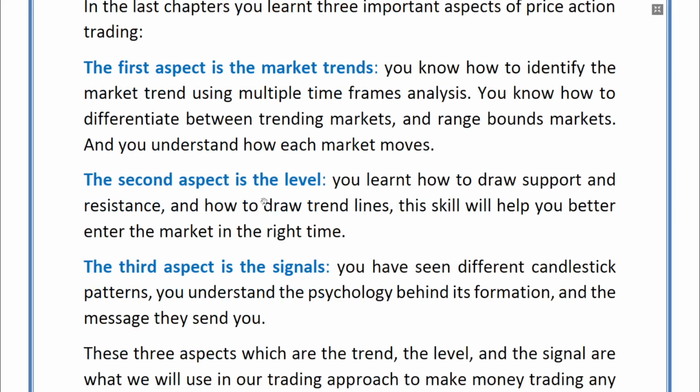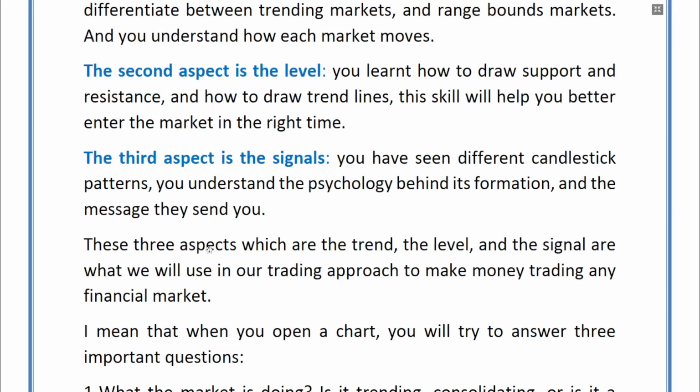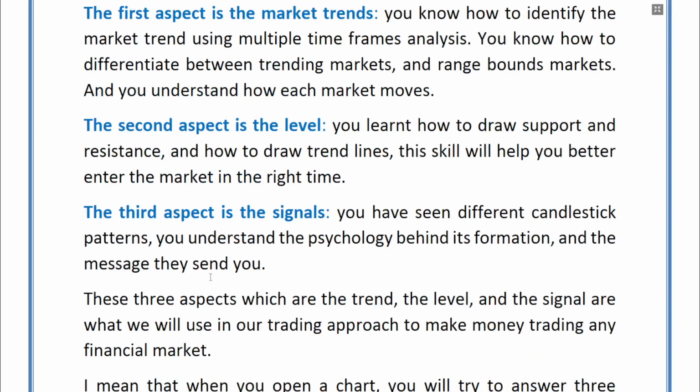The second aspect of this level is you learn to draw support and resistance, and how to draw trend lines. This skill, of course, will help you enter the market better or at the right time, okay? So the third aspect is the signals. You have seen different candlestick patterns. You understand the psychology behind its formation. And this is very important. Make sure all of you understand this because I covered this in totality. You have to understand the psychology behind the formation of different candlestick patterns.